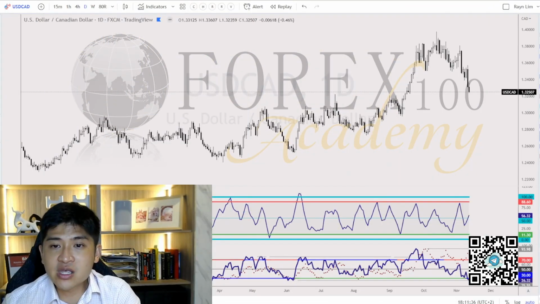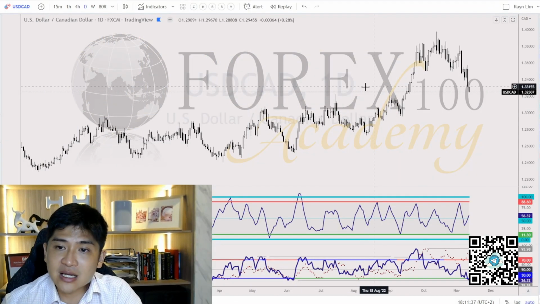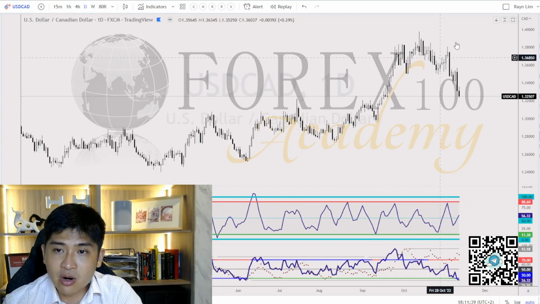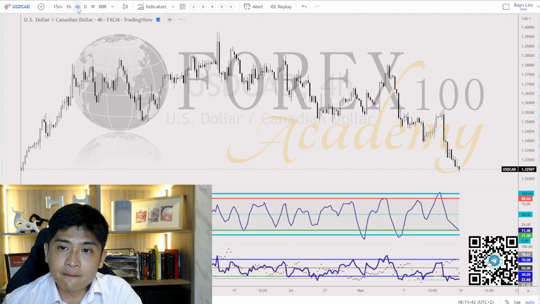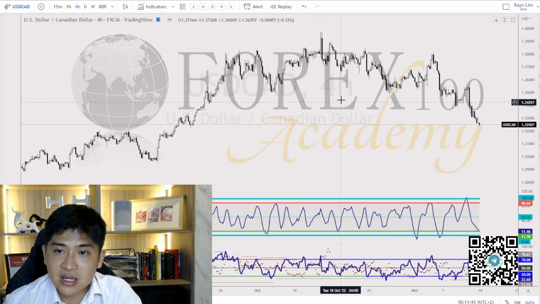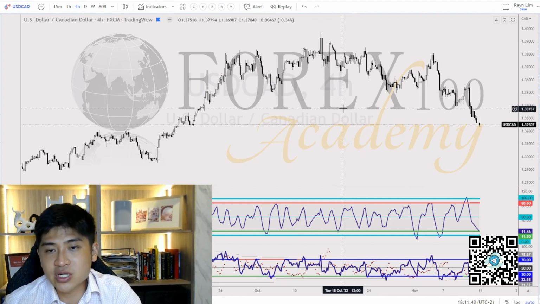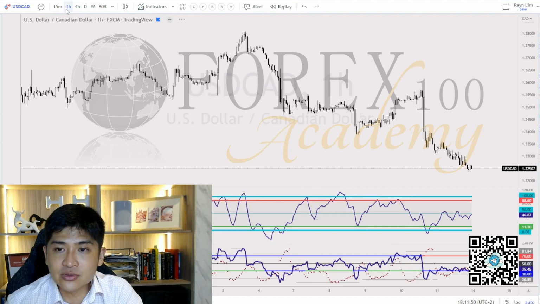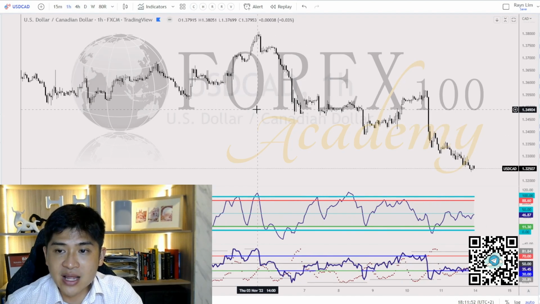Alright, so let's head to our daily chart. Over here on the daily chart, $CAD is still on a bullish trend, strong bullish trend by the way. If we head down to the 4-hour chart, based off the 4-hour chart, let's have a look. The 4-hour chart is on a bearish trend, and the 1-hour chart, bearish trend as well.